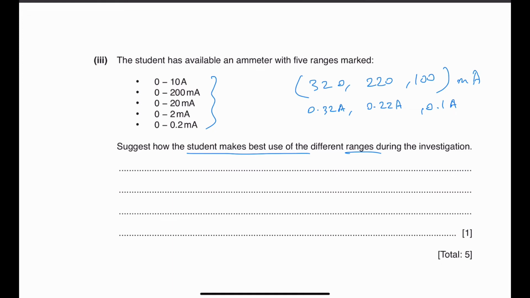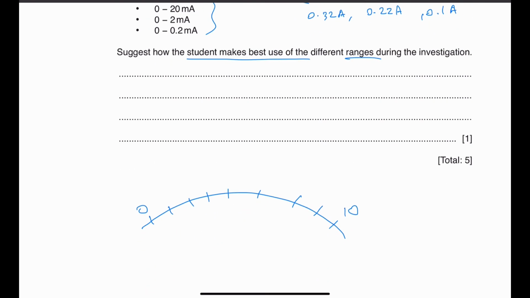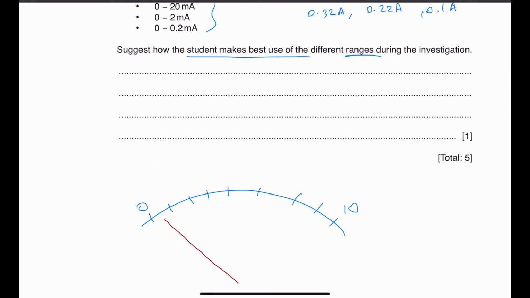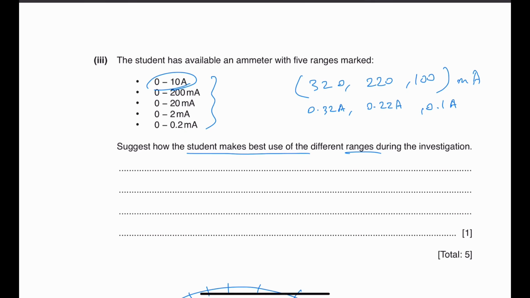The problem is, if you use this range, it would be too large for these readings, because if I have an ammeter, let's say an analog one, and here it says 0 and here it says 10, what would be the deflection that I will see when there's a current of 0.3 ampere or 0.2 ampere? The deflection will hardly move from 0. There will be a very small deflection because the range is too large. So this range is not a good idea. Well, then what can I do?